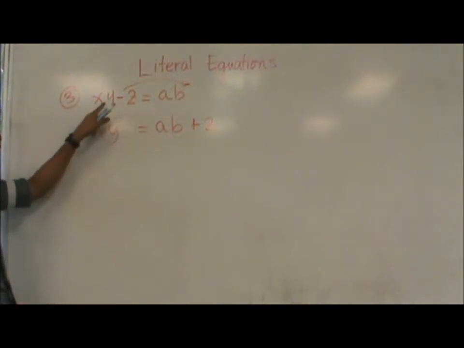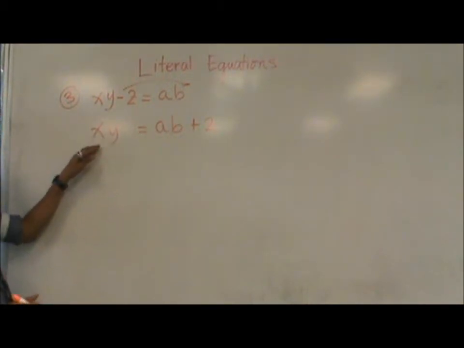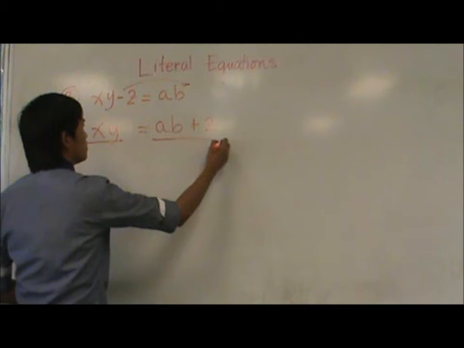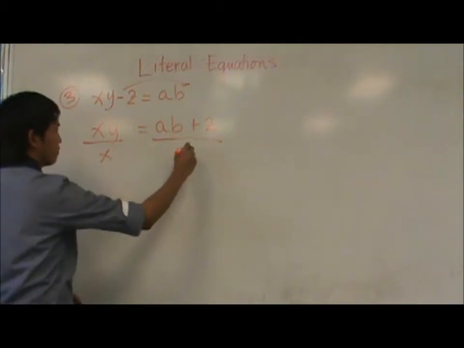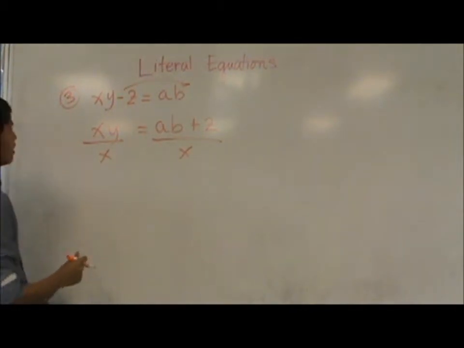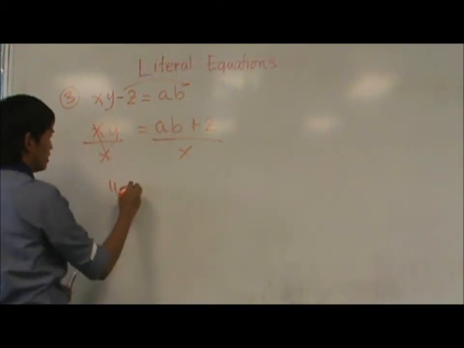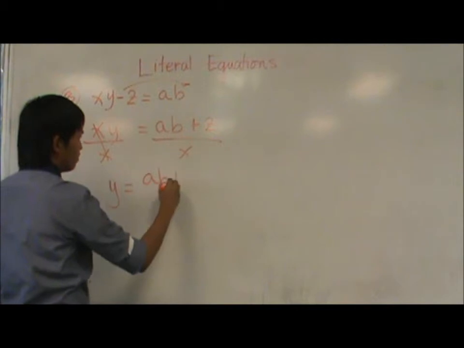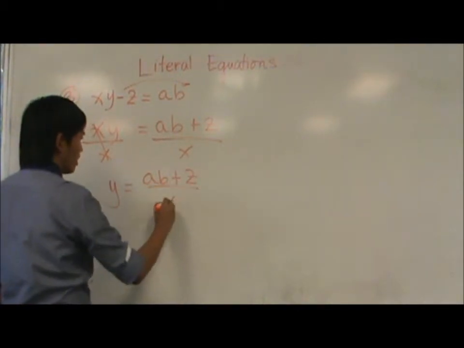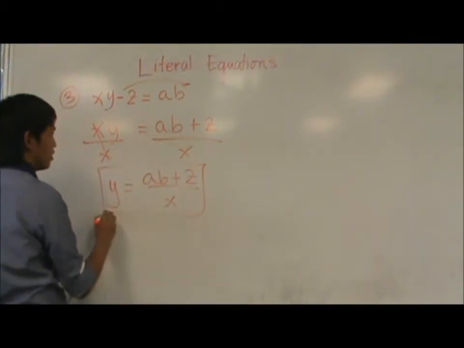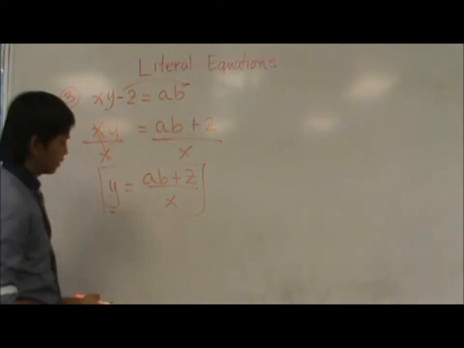Again, we're after the y, so that means we don't care about the x. We need to get rid of it by dividing both sides by x. So y is equal to ab plus z over x. And this is your final answer.